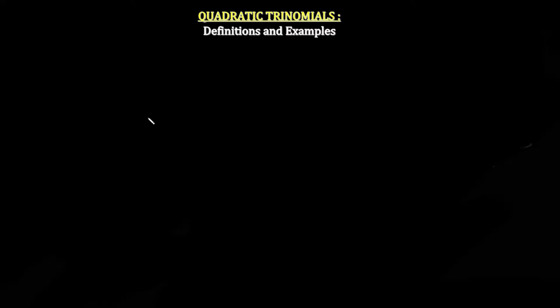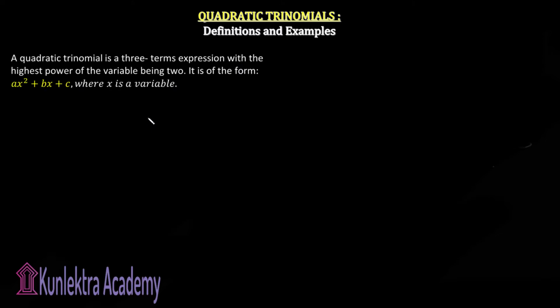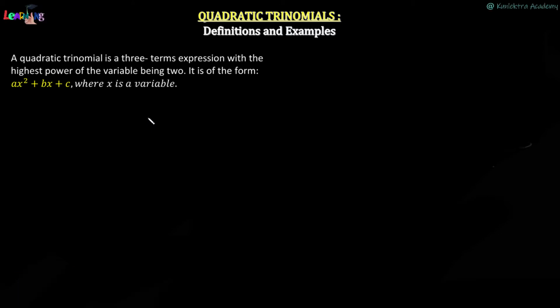Here we'll be discussing the definitions and examples of quadratic trinomials. What are quadratic trinomials? A quadratic trinomial is a 3-term expression with the highest power of a variable being 2. It is of the form ax squared plus bx plus c, where x is a variable.